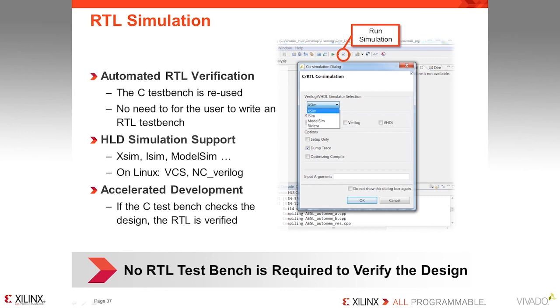When this is going to be simulated, as you can see, we can select any simulator. We can select XSim, iSim, ModelSim, Riviera. On Linux, we can also select VCS and NC Verilog as well. Or we could also just simulate using C and no HDL simulator. But again, this means that as soon as the design is synthesized, you can just press a button, select your simulator and press OK, and the RTL will be automatically verified based on the C input.